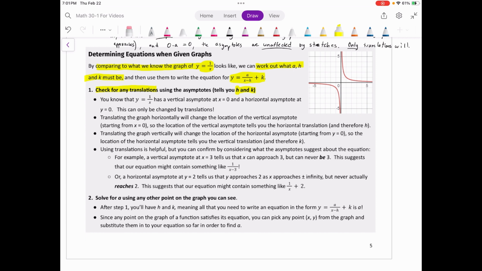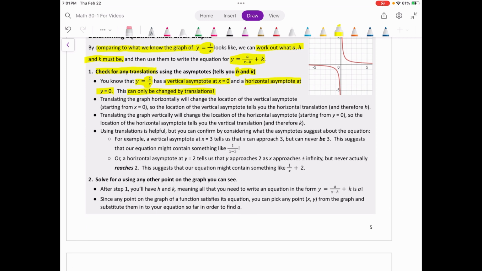We saw that h tells us directly the vertical asymptote. Again, because y equals 1 over x has a vertical asymptote at x equals 0. And if it's not at x equals 0, that can only be changed by translating it right or left, right? With an h. We know that it should have a horizontal asymptote at y equals 0. That can only be changed by a vertical translation, sliding it up or down. So that directly gives us k. Wherever the horizontal asymptote is now, that's how far we must have slid it vertically. So those can only be changed by translations.